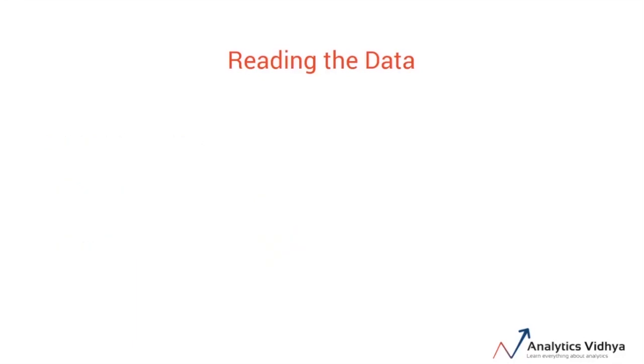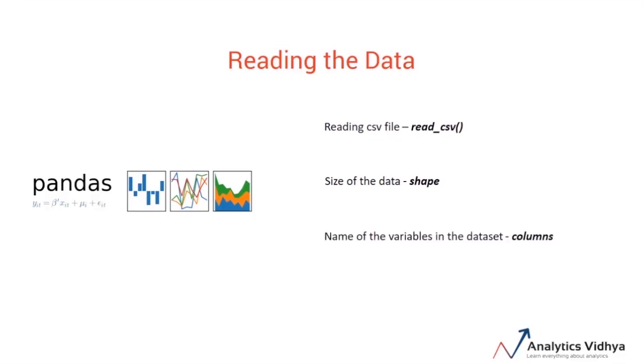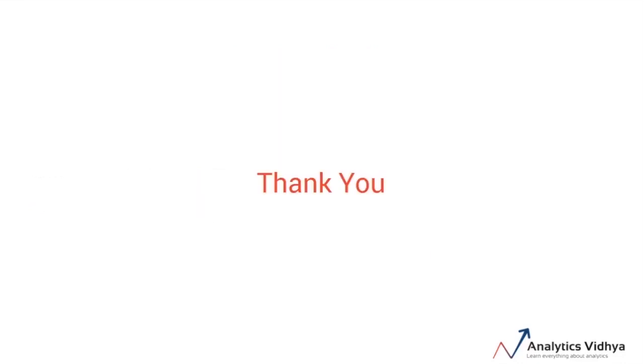Let's have a look at the basic steps that we will be performing in the next video. First, we will be reading a CSV file using the read_csv function. Then we will have a look at the size of the dataset using the shape attribute. Then we will see the names of the variables present in the dataset using the columns attribute. And finally, we will have a look at the top 5 observations in the dataset using the head function. So let's move to the next video where we'll be implementing the operations in the Jupyter Notebook.